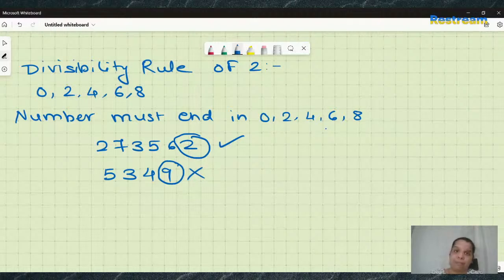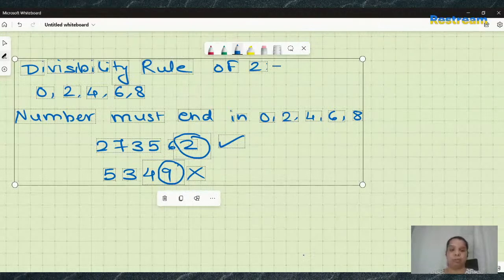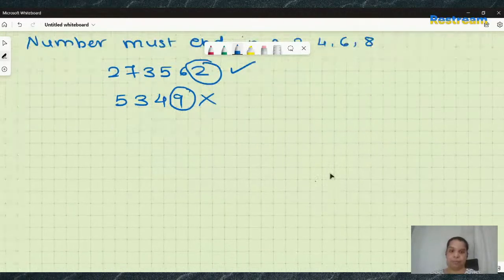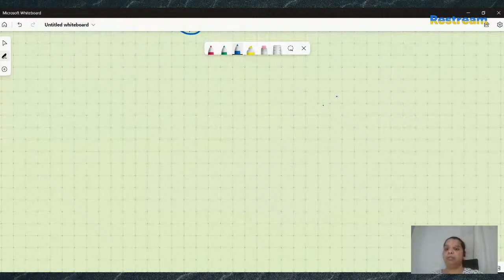As simple as that. So we are starting with a very simple rule. Most of the rules are very simple, but I'm still going to explain them to you in detail so that you can remember them forever. Okay, so the next divisibility rule is the rule for 3.